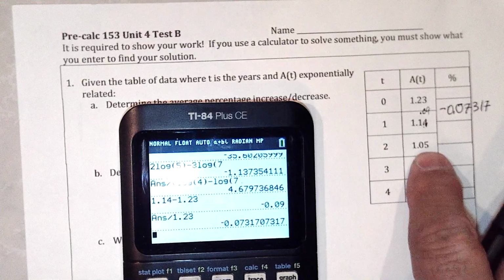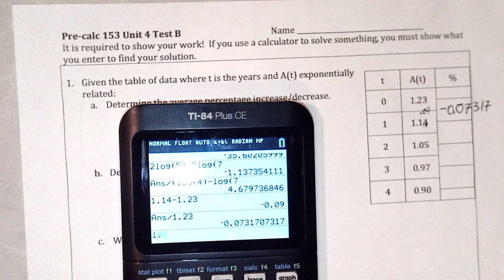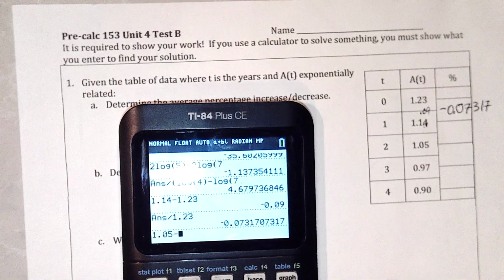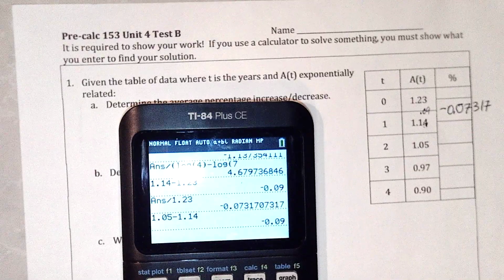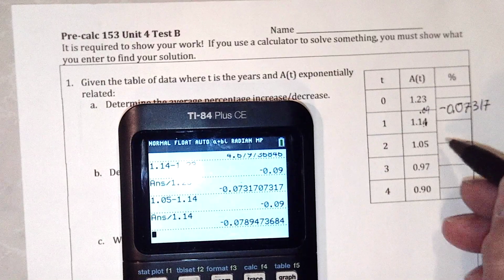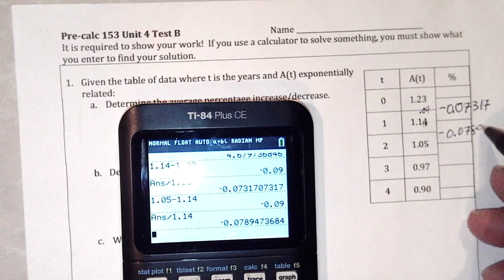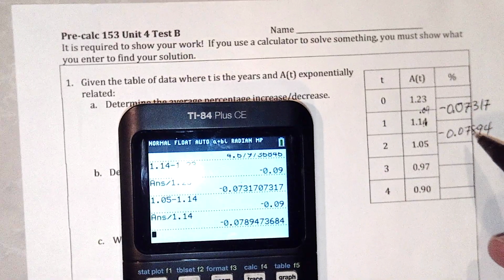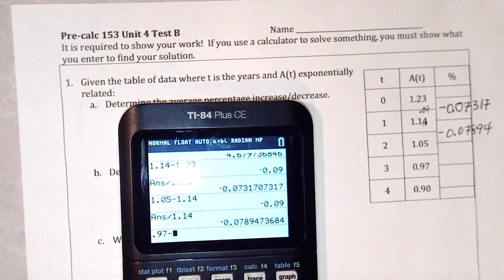Next one I would do 1.05 minus 1.14. That's down by 0.09 again, divided by where I started, 1.14, and that is negative 0.07894 or 7.894%.